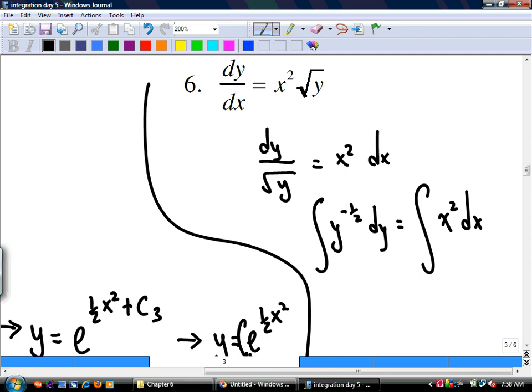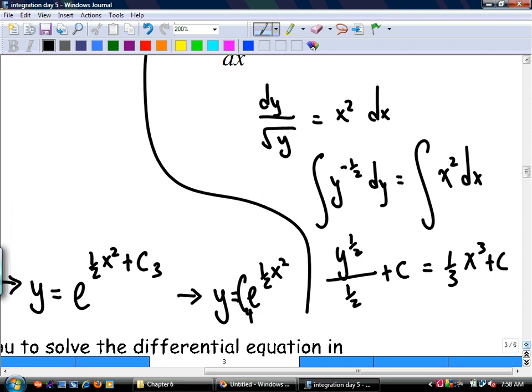Okay, add 1 to the exponent of y. You get positive 1/2. Divide by positive 1/2 plus c equals 1/3 x cubed plus c. Make it y equals. So you get 2 root y plus c equals 1/3 x cubed plus c.